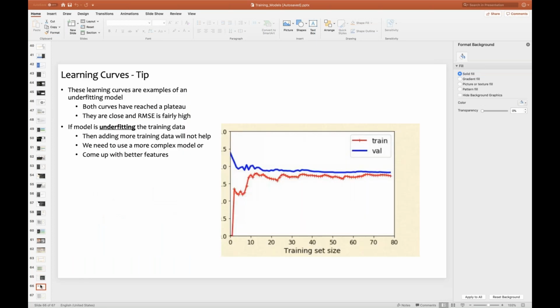Now, this one, learning curve tip. What is the learning curve tip? Tip is nothing but it makes your life easy. These learning curves are examples of an underfitting model. Perfect. Both curves have reached a plateau. I've observed it. They are close and RMSE is fairly high. Yes, when RMSE is high, that means errors are high. When I say errors are high, they have reached a plateau. Now, if the model is underfitting the training data, then adding more training data will not help.